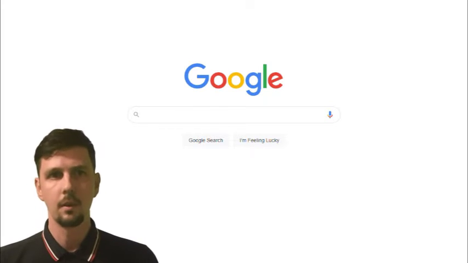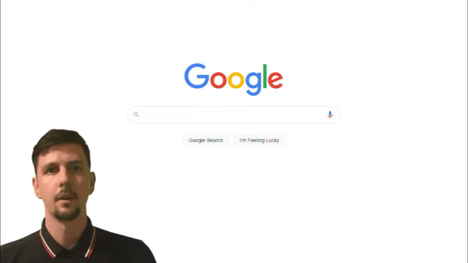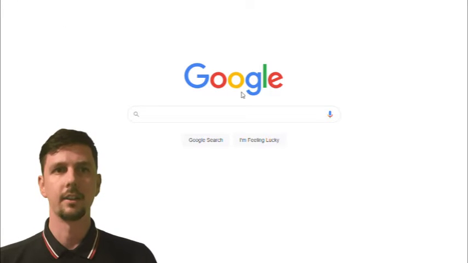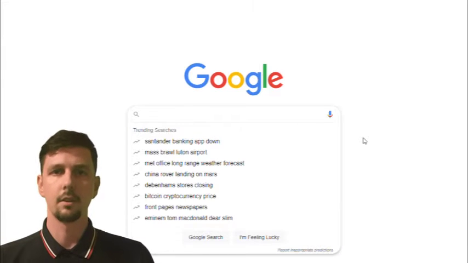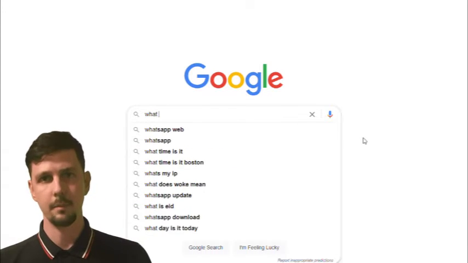So first of all, what is Kanban? Well, I'm going to cheat a little bit here and do what everyone does when they don't know what something is. So let's just Google, what is Kanban?